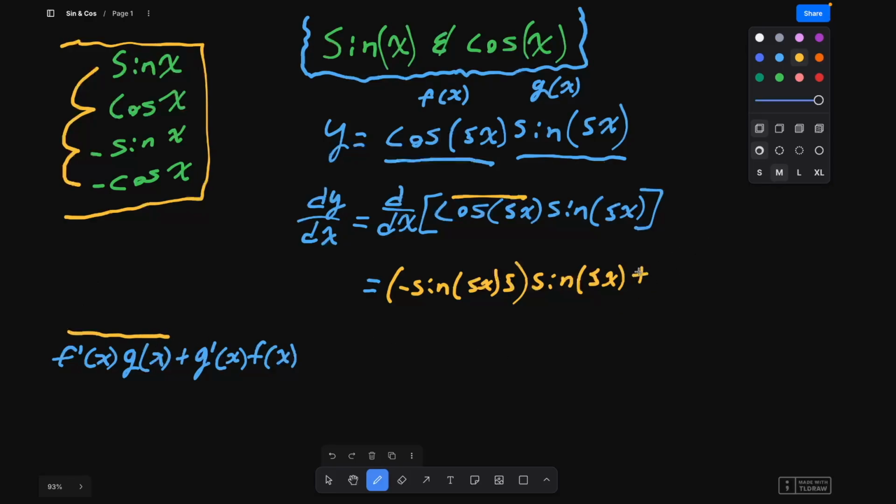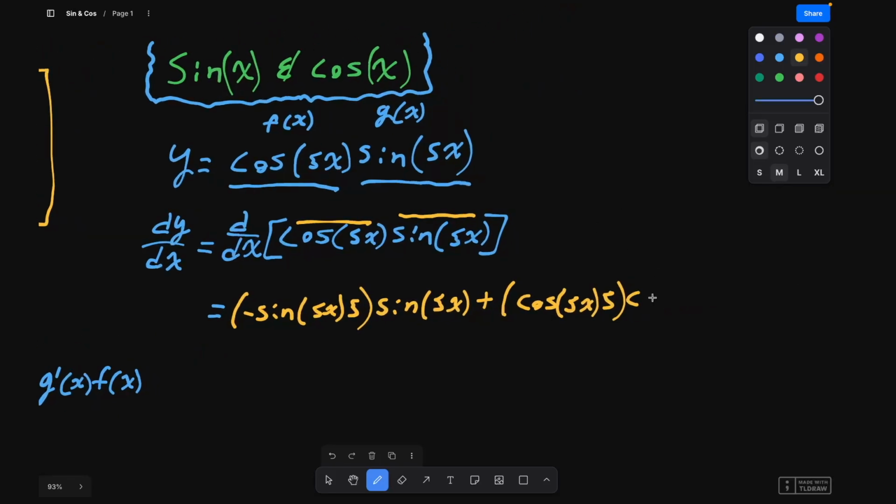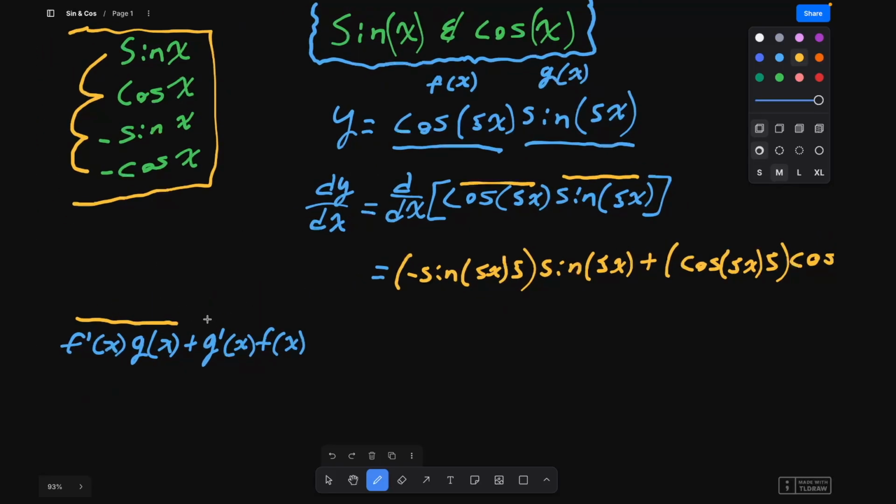And then we have a plus the derivative of our second times the first. So now we're taking the derivative of sine of 5x. The derivative of sine, we know, is cosine. And then we have our inside, 5x. And then multiplied by the derivative of our inside, which is 5. And that whole thing is multiplied by our first term, our cosine of 5x. So that was the second half of our product rule formula.